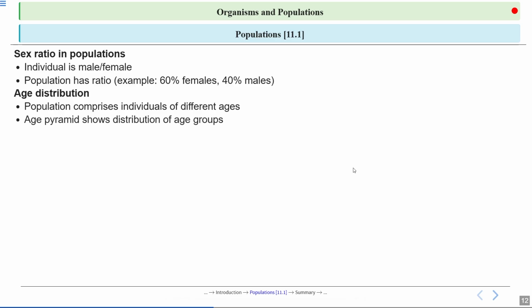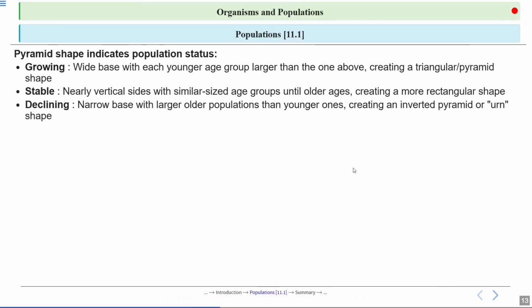Now, an age pyramid is a useful tool that shows the distribution of age groups within the population. By looking at the shape of the pyramid, we can infer whether a population is growing, stable, or declining. For humans, if you look at the population, you can see the age distribution of male and female.